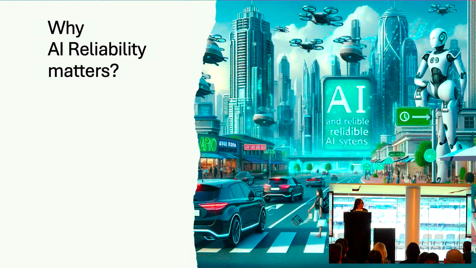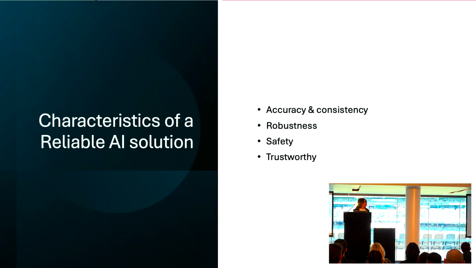AI reliability is crucial because it ensures trust, safety, and consistent performance when these systems are used in the real world. Well, what are the characteristics of a reliable AI solution? I picked 4 for you. For AI to be reliable, it needs to be accurate and consistent in producing results that we can depend on. It also has to be robust, which means it can handle diverse and unexpected inputs without failing.